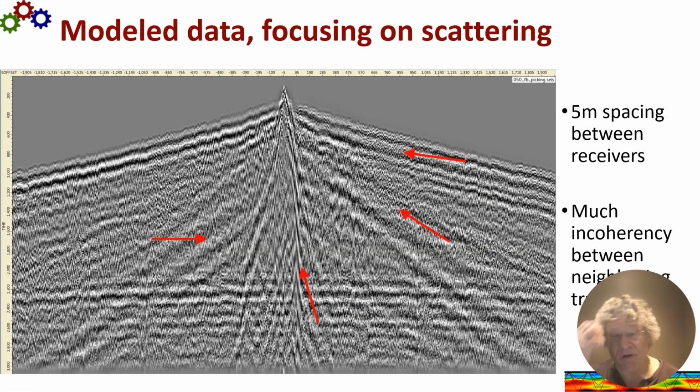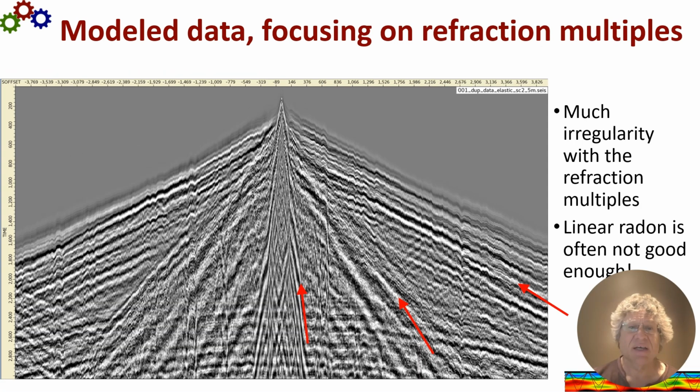Here again is the previous slide with the scattering. The refraction multiples are not as strong, but you have a lot of incoherency between neighboring traces. And then here again is the synthetic data that focuses more on refraction multiples. Notice that there's much irregularity with the refraction multiples. And this is a problem because it means you can't remove them with standard velocity filters like a linear radon. You might remove half of them, and that's good, but we actually want to do better than that.